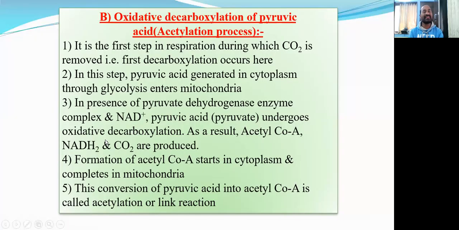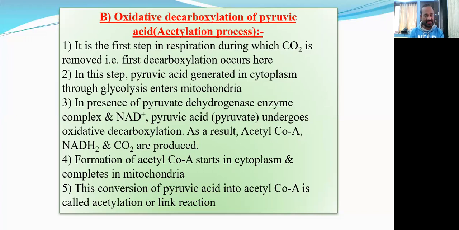So let's understand this oxidative decarboxylation as a whole. What is that? Obviously, it is the oxidative decarboxylation of pyruvic acid, or simply it is called the acetylation process, because the 3 carbon pyruvic acid is converted to a 2 carbon acetyl moiety, the acetyl group, and that's why it is called the acetylation process. It is the first step in respiration during which CO2 is removed, the first decarboxylation. If you remember, during glycolysis, CO2 wasn't removed. Simply glucose was broken down into 2 molecules of pyruvic acid, but there wasn't any release of CO2. The first CO2 release, the first decarboxylation, will occur during this process.